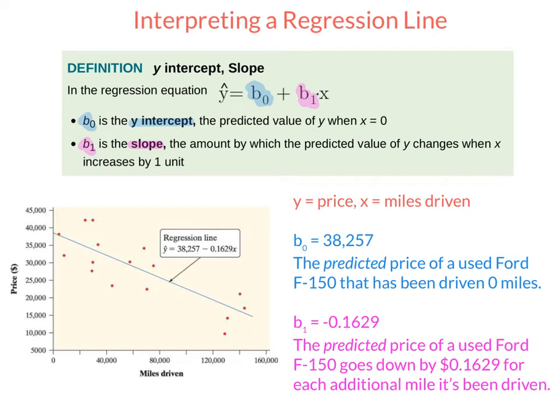So now let's talk about interpreting a regression line and what each of those things actually mean in terms of the context or the variables that we have. Like we said before, that b naught is our y-intercept. That's going to be our predicted value of y, or our output, when our x, or our input value, is 0. And then, of course, our slope, that number in front of the x, that's the amount by which the predicted value of y, or our output, changes when x increases by 1 unit, right?